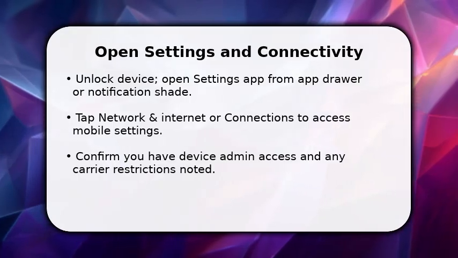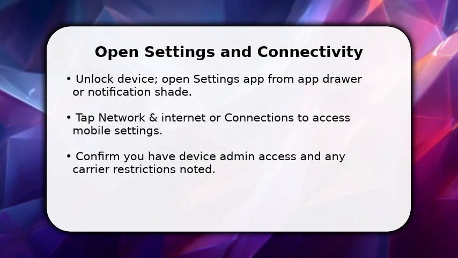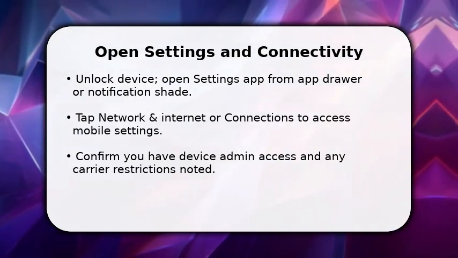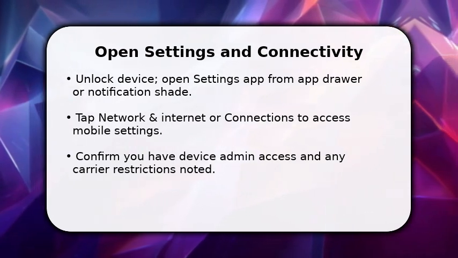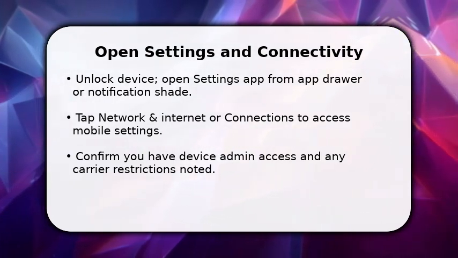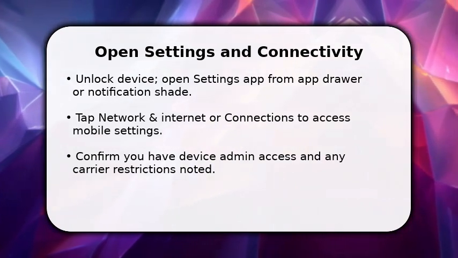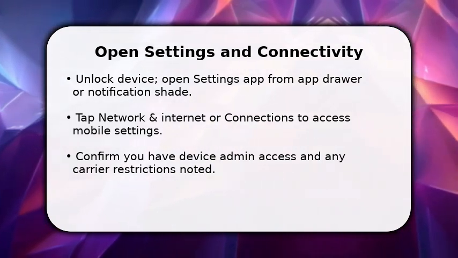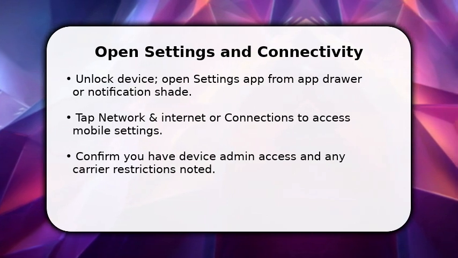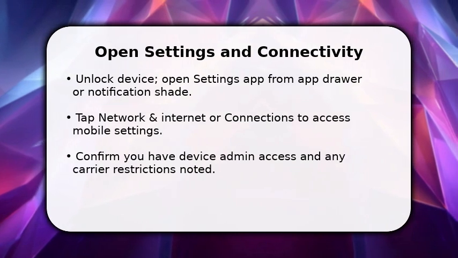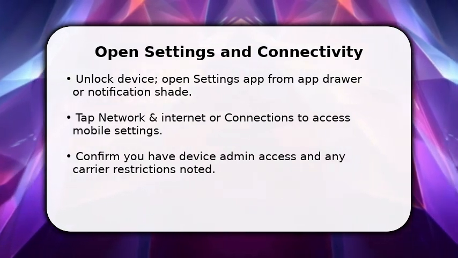You start by unlocking the phone and opening settings, then go straight to network and internet or connections depending on your Android skin. Tap mobile network or mobile data to reach the controls you need. This is where Android keeps the toggle and carrier options. Make sure you know whether your device uses dual SIM or has a data saver active, because those affect where the switch appears. Once here, you're ready to change the actual mobile data state.